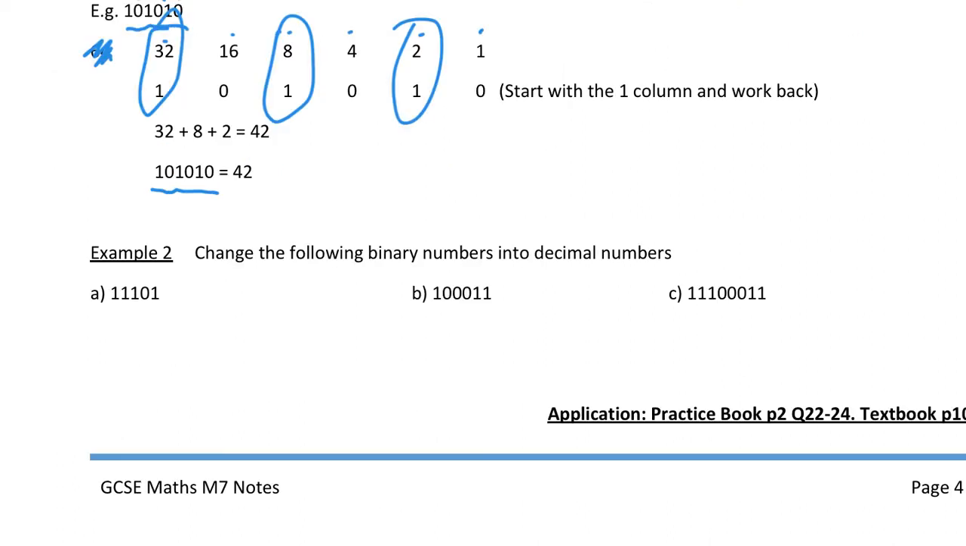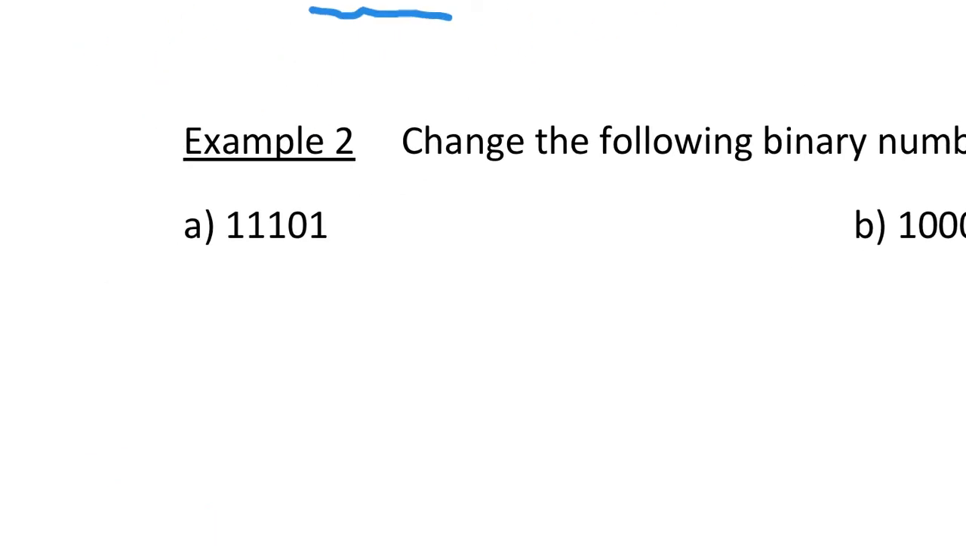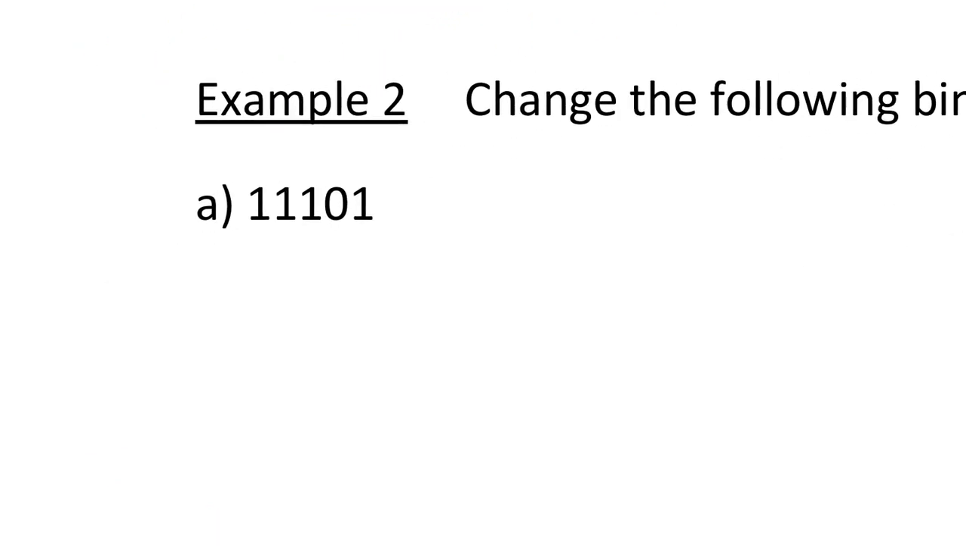Okay, so we're going to do a couple of questions. It says change the following binary numbers into decimal numbers. So the first one we've got is 11101. I'm going to start with this 1, which represents 1, and then another digit here would represent 2, another digit would represent 4, another 8, another 16. Now let's write down underneath it the binary again, 11101.